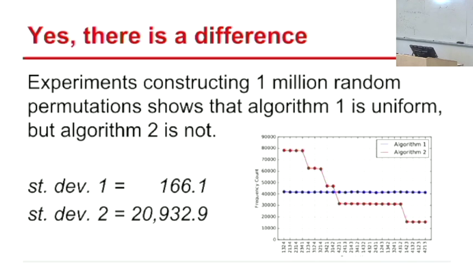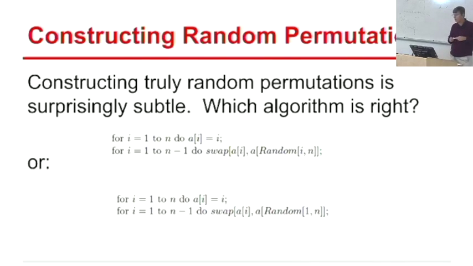So this should be a lesson to us about random sampling, that relatively small differences in things that look like what they're doing can have a big impact. Generating things uniformly at random is not as easy as it seems. So the truth is that it's the first one that generates random permutations.